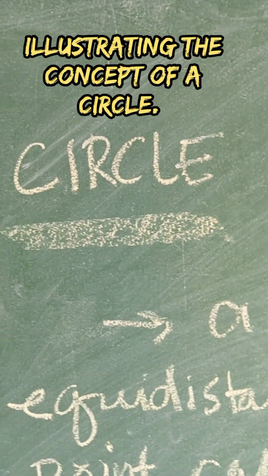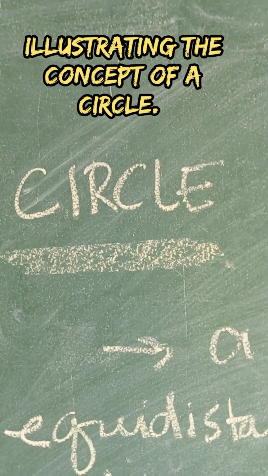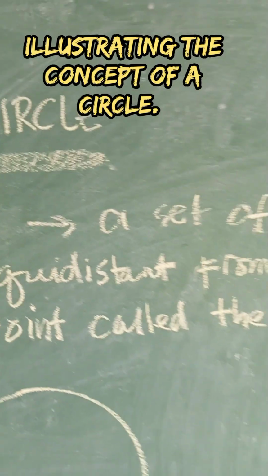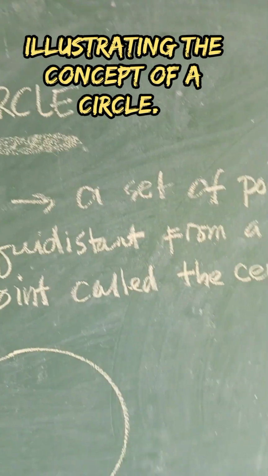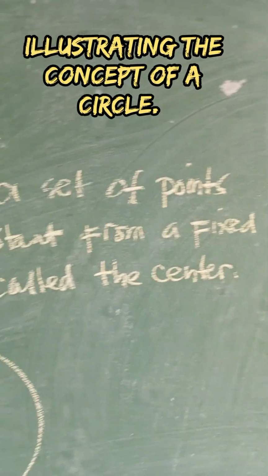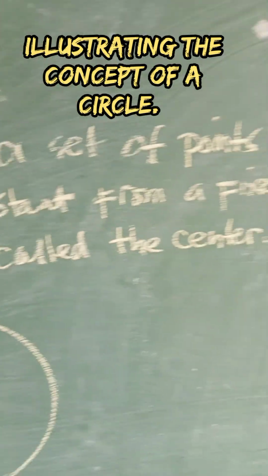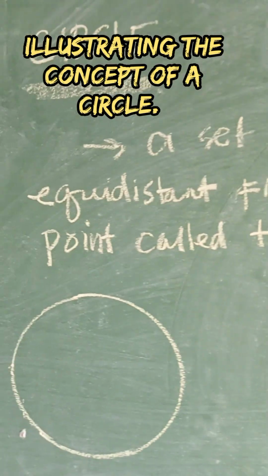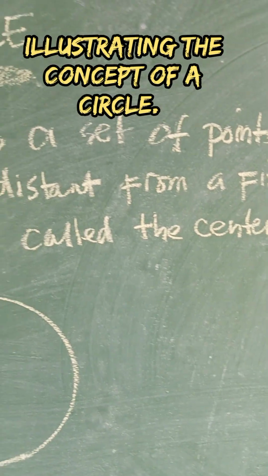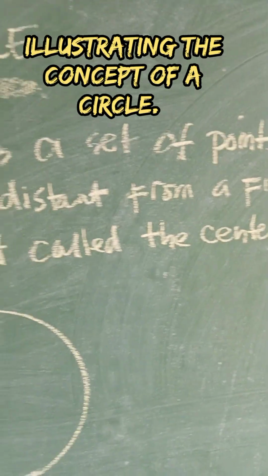So for today's review discussion, let's talk about circle. So circle is defined as a set of points equidistant from a fixed point called the center. So let's try to illustrate this one.